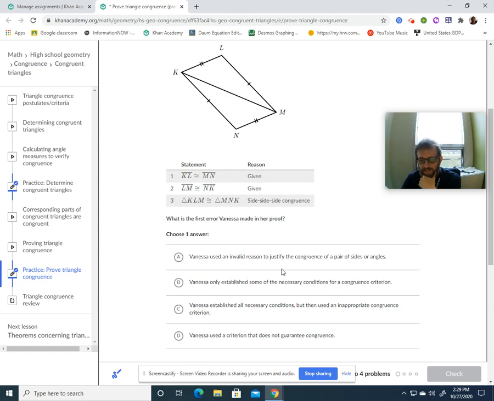Vanessa used an invalid reason to justify a congruence of pairs. She didn't use an invalid reason. All her reasons are good. Vanessa only established some of the necessary conditions. Right there, that's almost certainly her answer, but we'll read them all. She didn't establish the last condition. Vanessa established all necessary conditions, but used the wrong congruence criterion. Nope. Vanessa used a congruence that does not guarantee congruence. No, she didn't tell us that this equals itself.